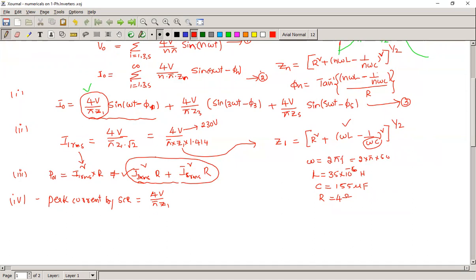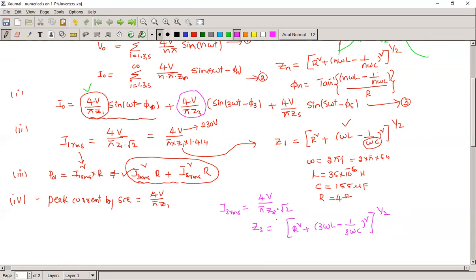So how are we going to find out these values? See, I3 RMS equals, this is the maximum value of the third harmonic component, 4V by pi Z3 into root 2, where Z3 equals, as we already know, root of R square plus the square of 3 omega L minus 1 by 3 omega C. So in this manner we can calculate Z3. In the same manner we can also calculate Z5.